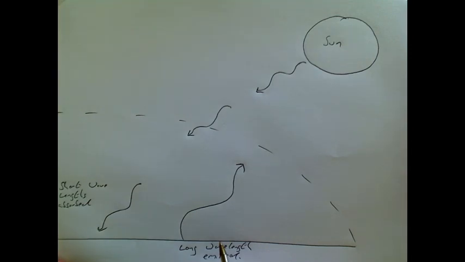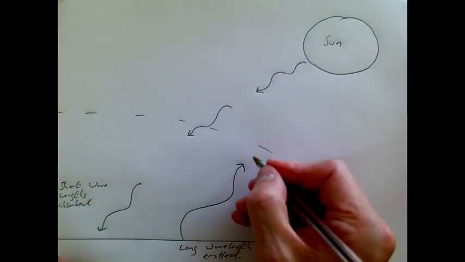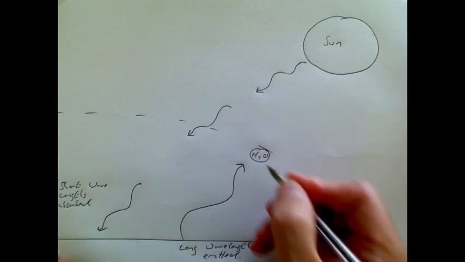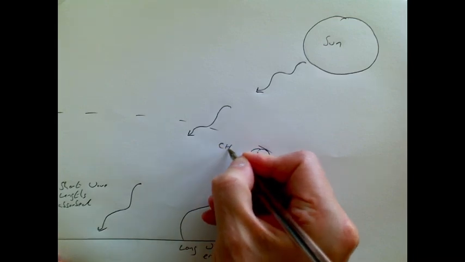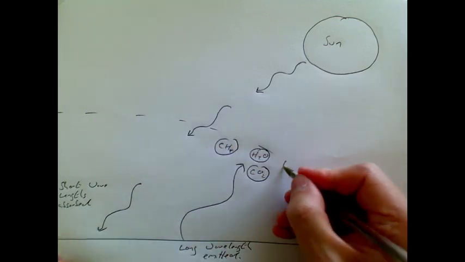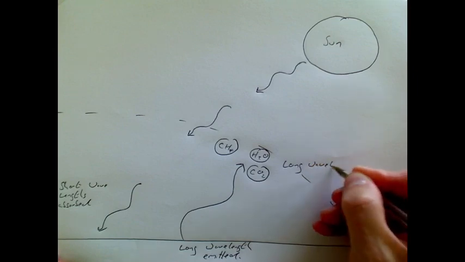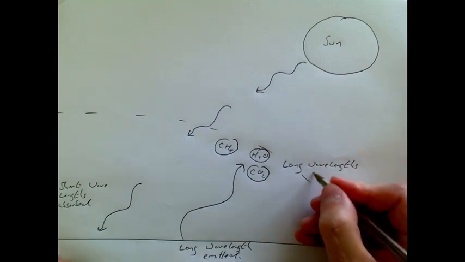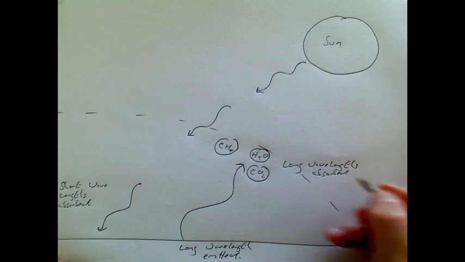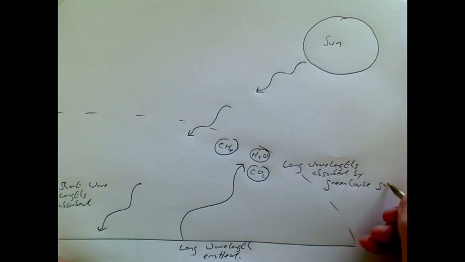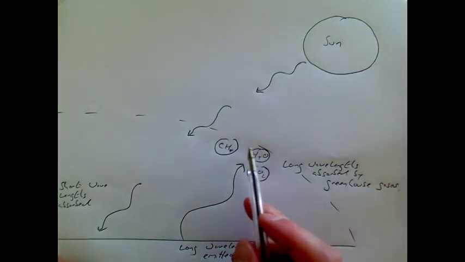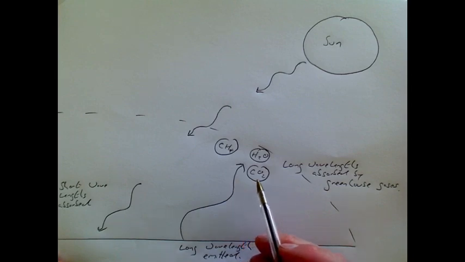Those longer wavelengths can't pass through the atmosphere as easily and are absorbed by our greenhouse gases: water vapour, carbon dioxide, and methane. Long wavelengths absorbed by greenhouse gases. These greenhouse gases gain energy, their temperature rises, increasing the temperature of the globe as a whole.